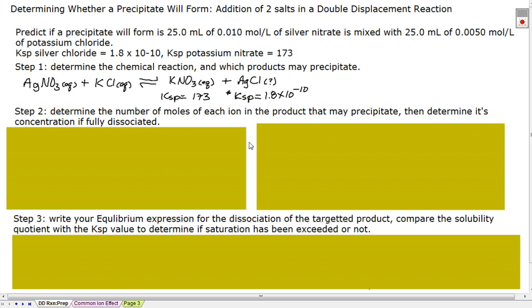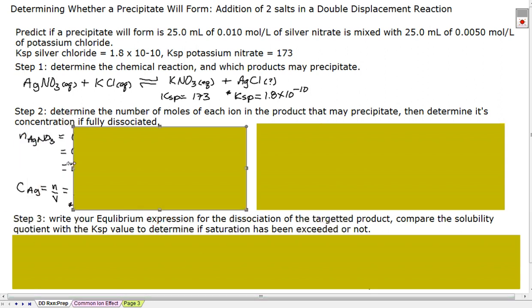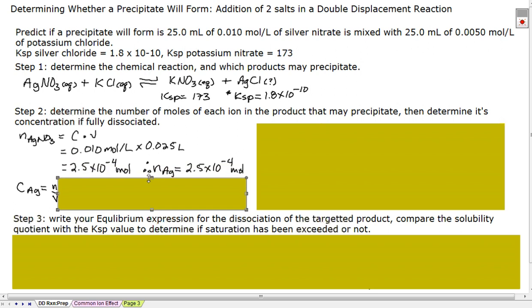So first we'll take a look at one of the ions, and this is silver nitrate. Again, we're going to find moles first of silver nitrate, and then using moles we can determine concentration. C for concentration, and n for moles, of course. So we look at our silver nitrate because that will give us information about how much silver ions we have. So moles is concentration times volume. We can see moles per liter times liter. The liters cancel out and we'll be left with moles.